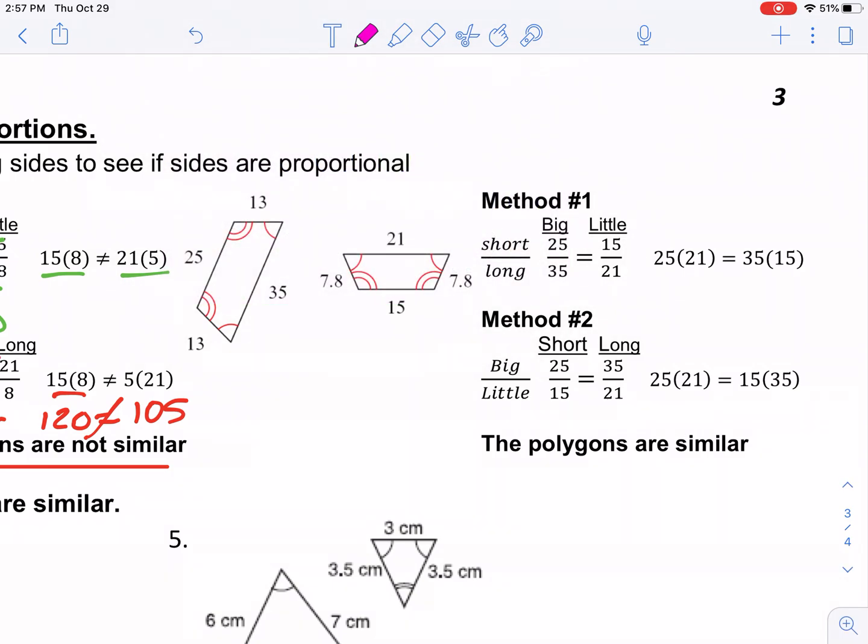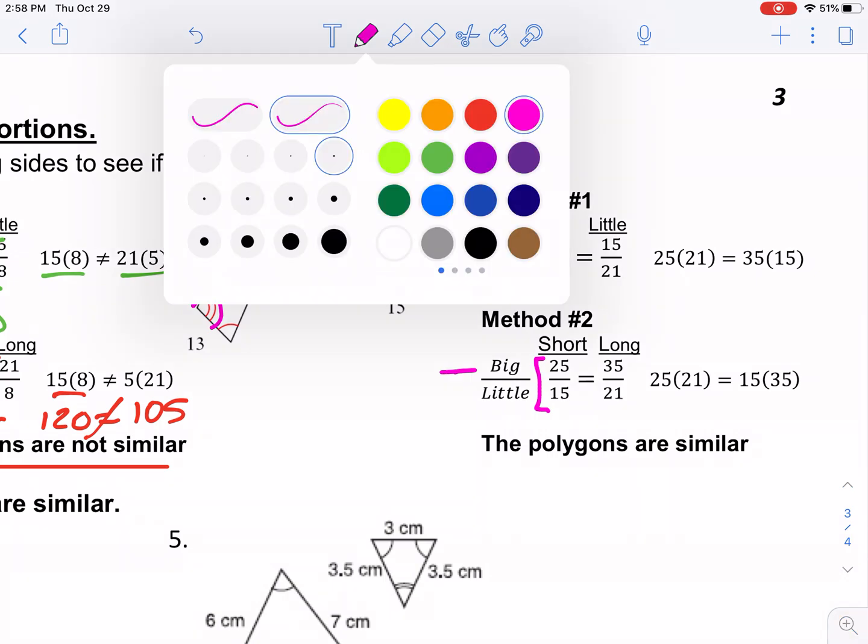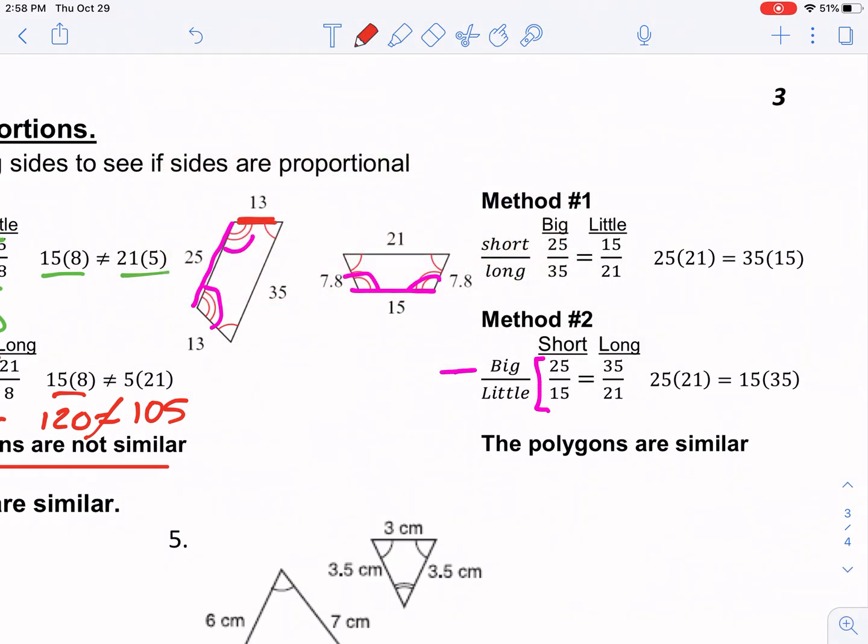Okay, let's look at the shorter length, or actually they're using the larger length, so let's just stick with what they have. The larger length over the smaller length, okay? So in this case, we can look at the larger length of 25. This side corresponds with this side. Notice, these angles here match up with these angles here, okay? So 25 and 15 correspond here. So the larger length would be 25 over 15. That ratio has to be the same ratio as the other sides, okay? So I could use the larger length of 13, and that has to correspond with 7.8. That's one way we could do it.